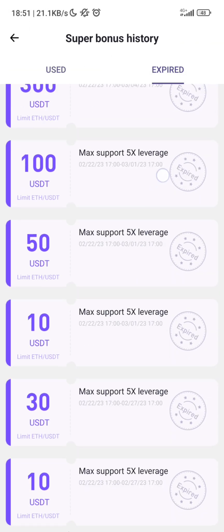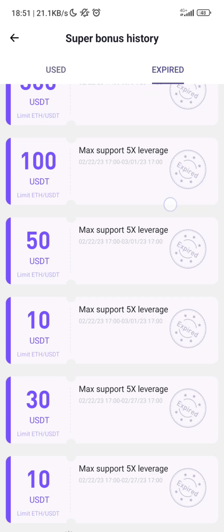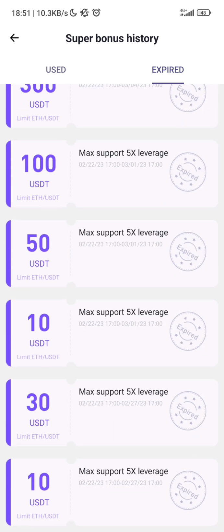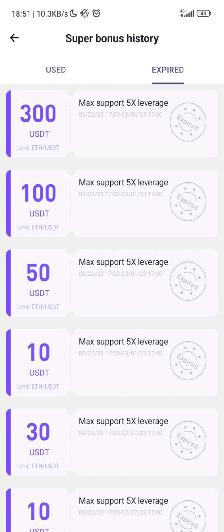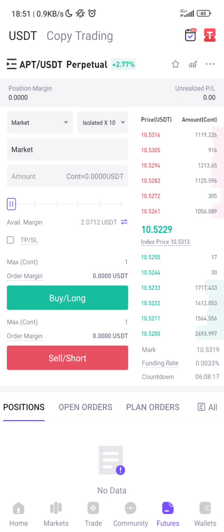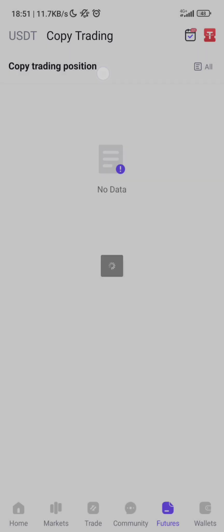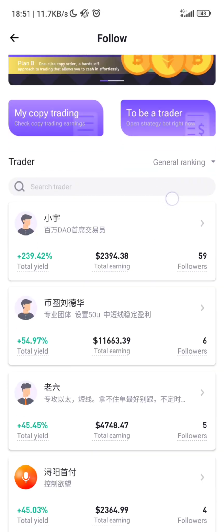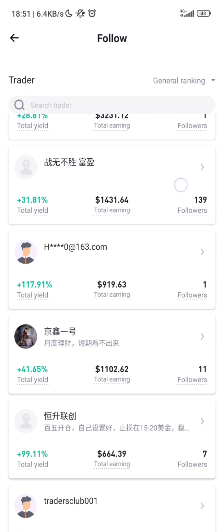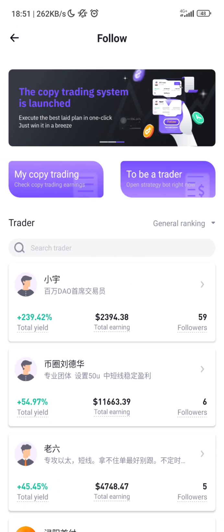Some of them are expired already, but these are how the bonuses look like. So you have a $10 bonus, $3 bonus, $10 bonus, $50, 100, 300. If you sum it up, it's close to or more than $500 worth of bonus. So each of them requires you to do a specific task in order for you to get them. In this copy trading, like we discovered the other time, you can discover elite traders. So these are people that place their trade strategy for copying.